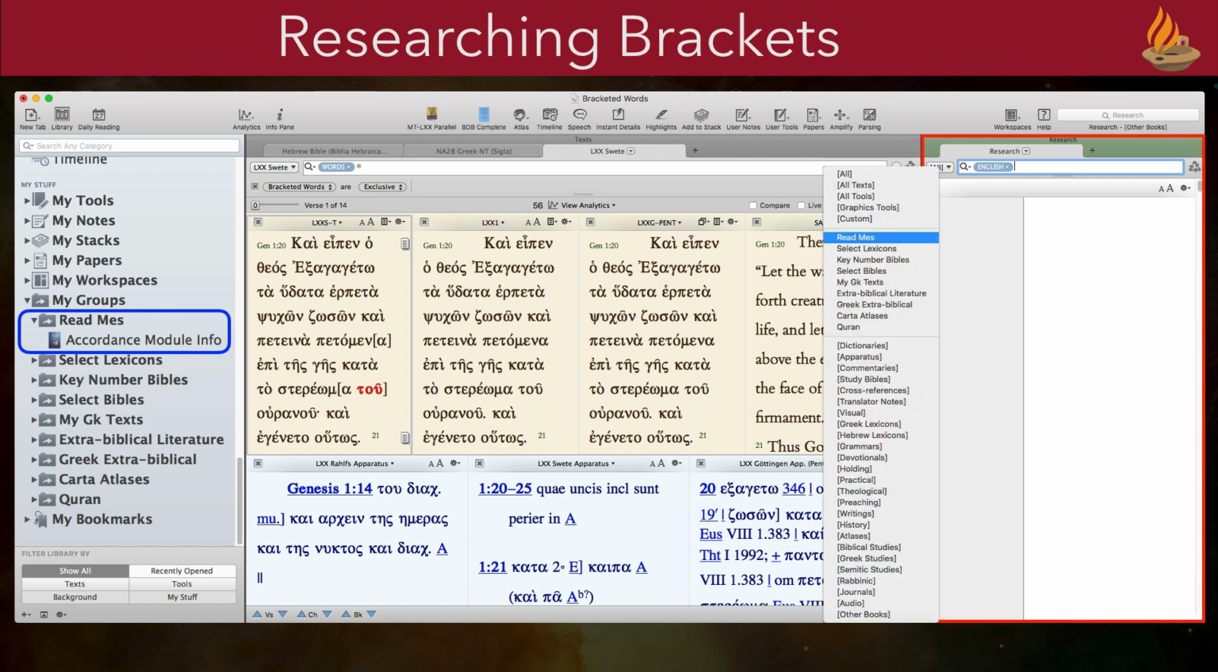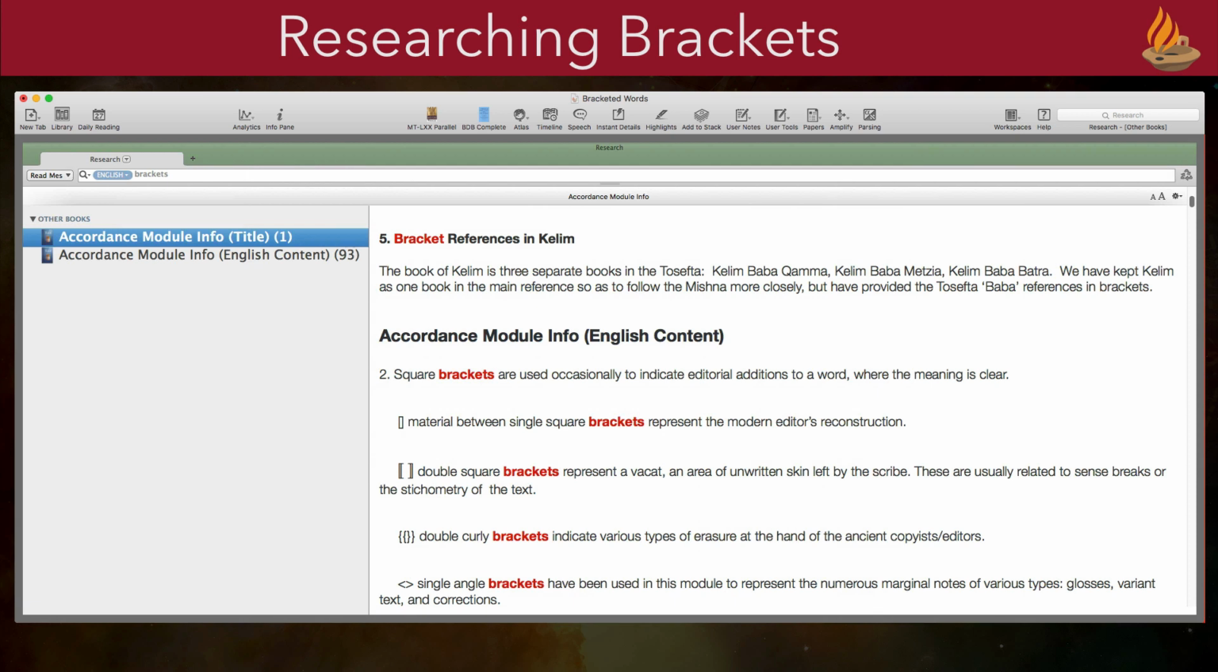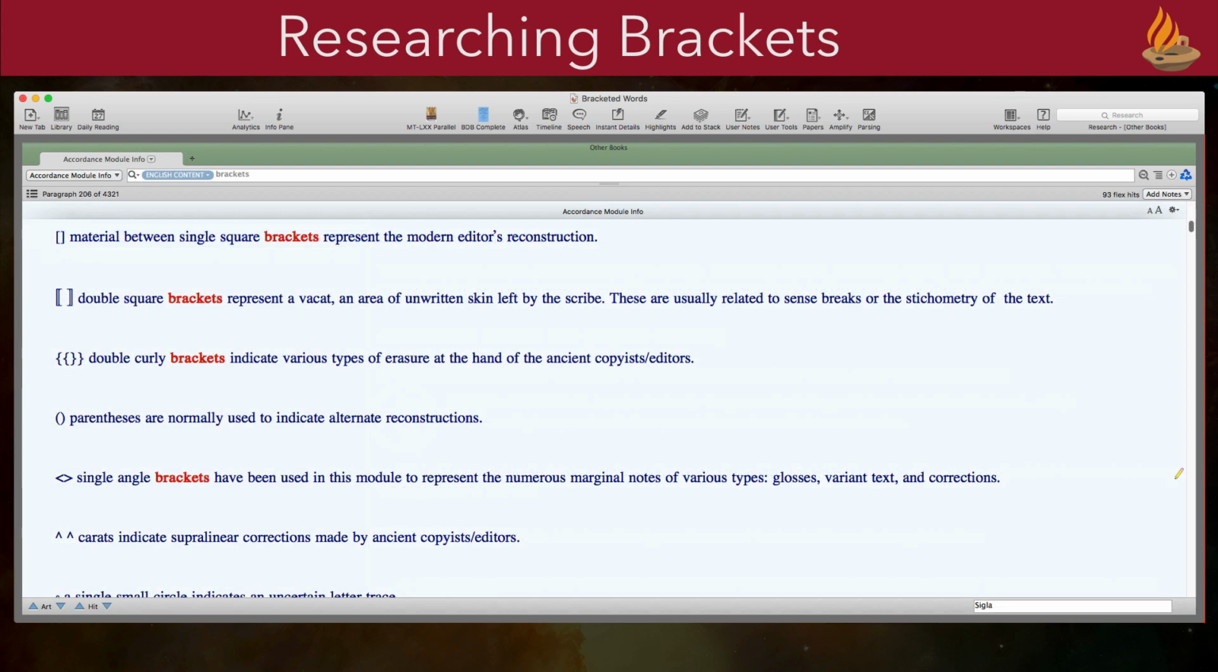I opened a Research tab and used the English data field to search it for every mention of brackets. Accordance searched all the relevant fields and found 94 total hits. As I pass my cursor over each hit, the module name and the section appear. If we want to open the Read Me to that place, we just click. For a more complete set of resources, consider adding the various apparatus to this folder.